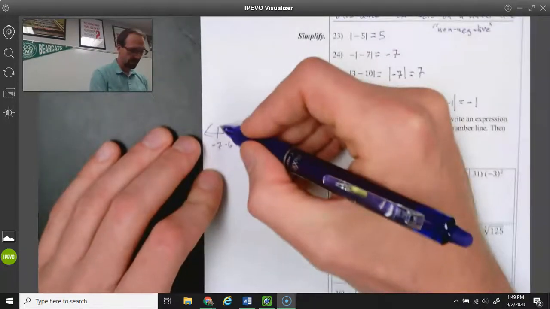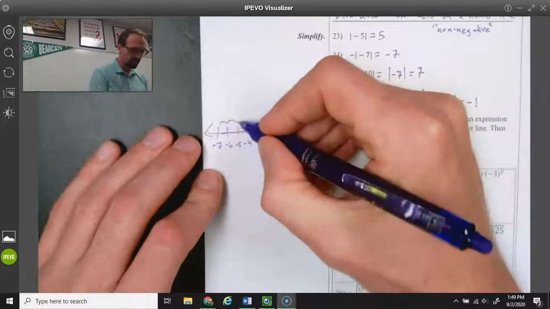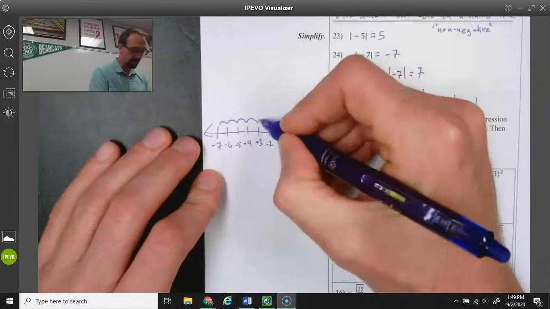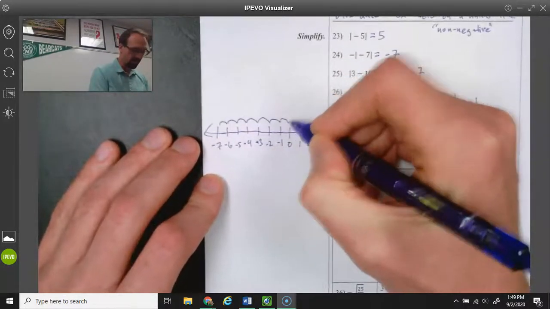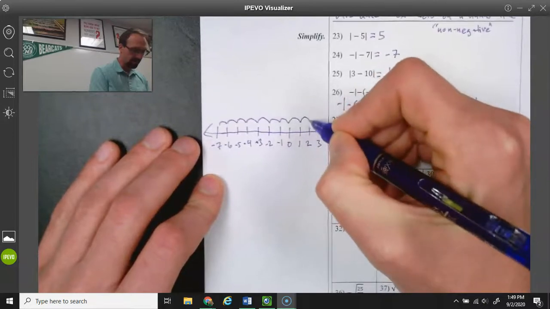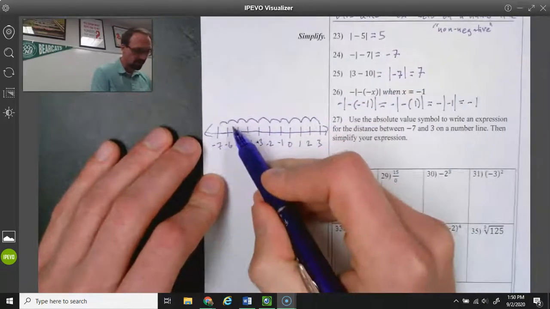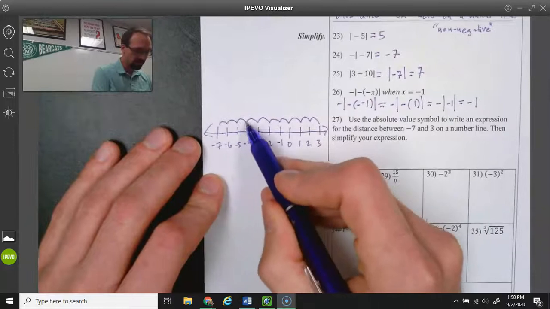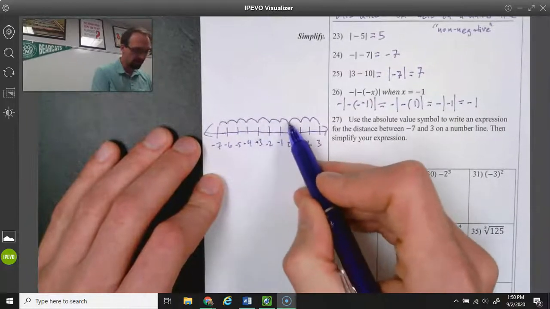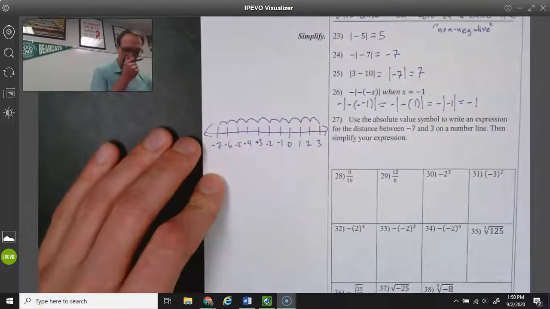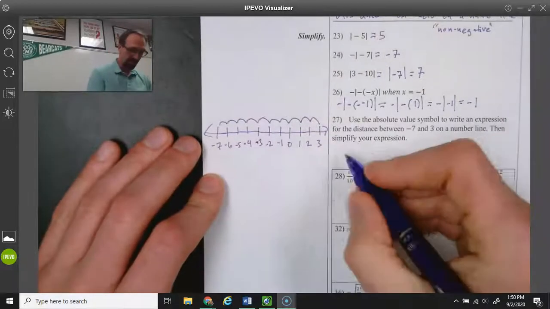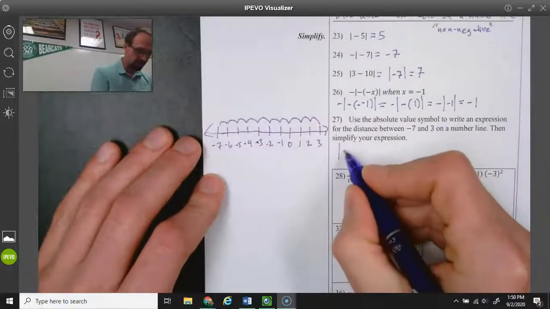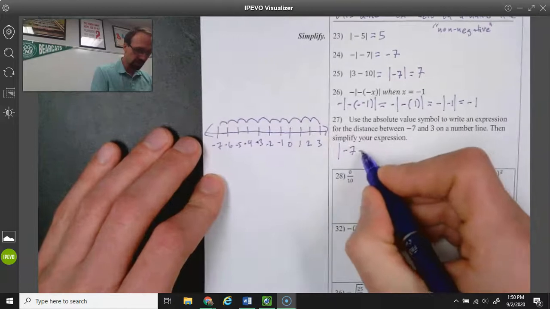So if I'm talking about the distance, this is how many spaces I'm traveling along my number line here. So if I count all of these, I should come up with 10. So 1, 2, 3, 4, 5, 6, 7, 8, 9, 10. And the way that I did that is I did the absolute value of negative 7 minus 3.